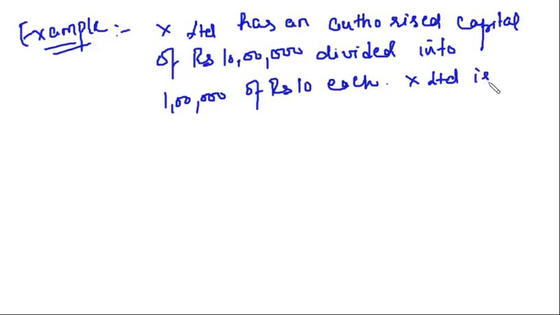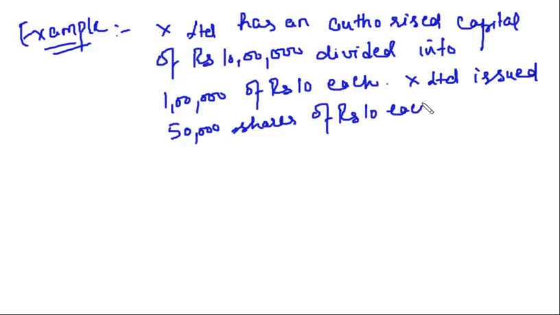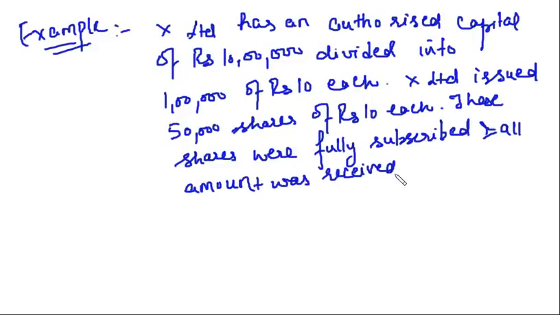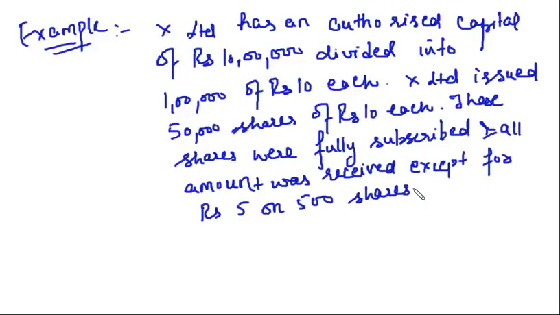Now X Limited issued 50,000 shares of rupees 10 each. These shares were fully subscribed, and all the amount was received except for rupees 5 on 500 shares issued to Y. Write down this example.